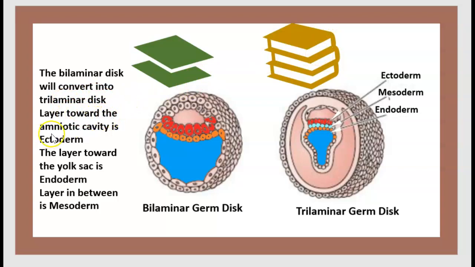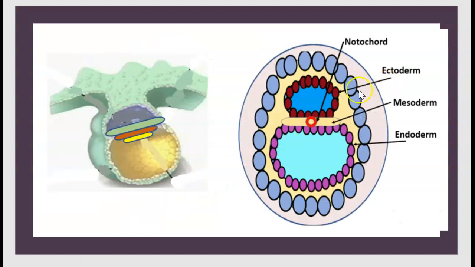The layer toward the amniotic cavity is ectoderm. The layer toward the yolk sac is endoderm, and the layer in between is mesoderm. Ectoderm, mesoderm, and endoderm. And within the mesoderm, something starts to appear. It's the notochord.